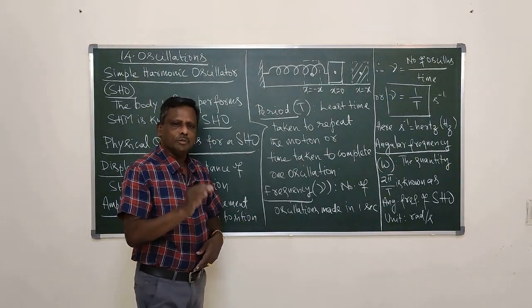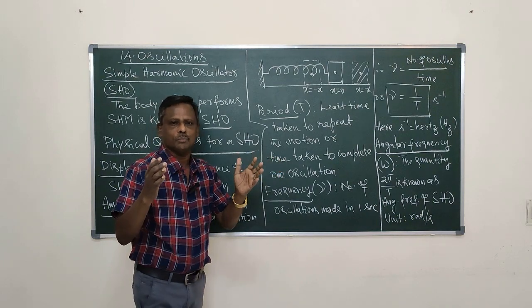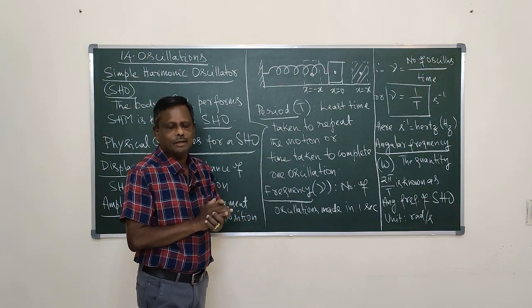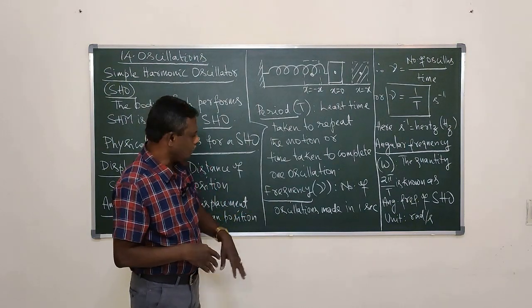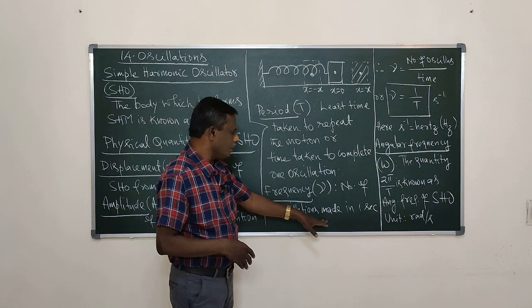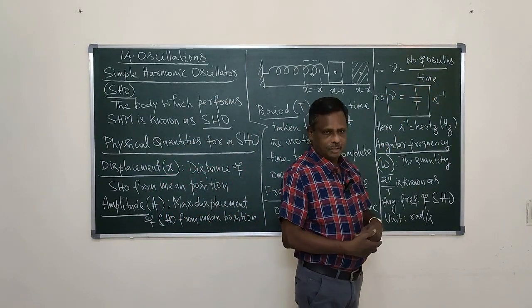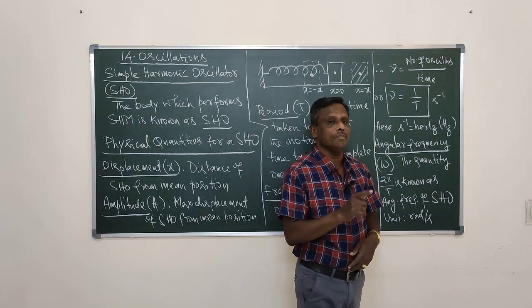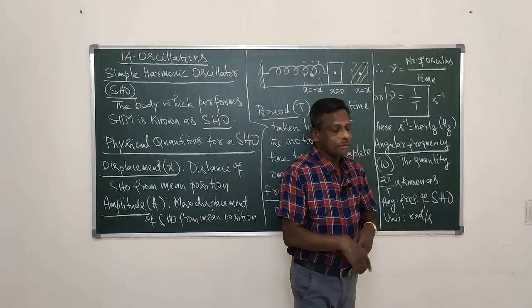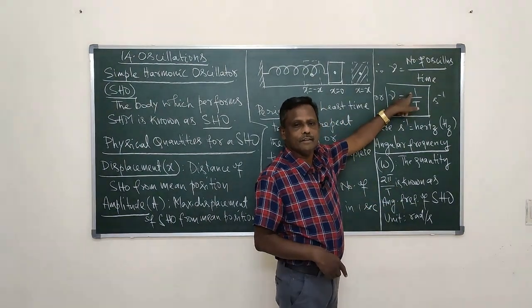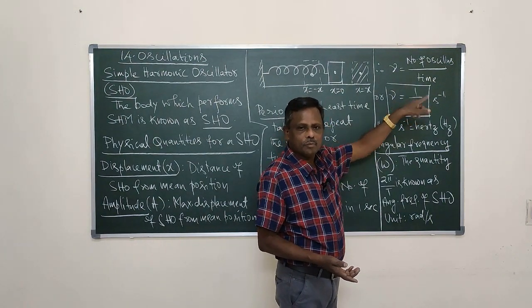What is frequency? The number of oscillations made in 1 second. Suppose you know the total number of oscillations and the total time taken; then the total number of oscillations per time will give the value of the frequency. The definition goes like this: number of oscillations made in 1 second by the simple harmonic oscillator, or number of oscillations upon total time. From this we can get the relation between frequency and period. To make one oscillation, the time taken is the period. So frequency we can write as 1 upon T.